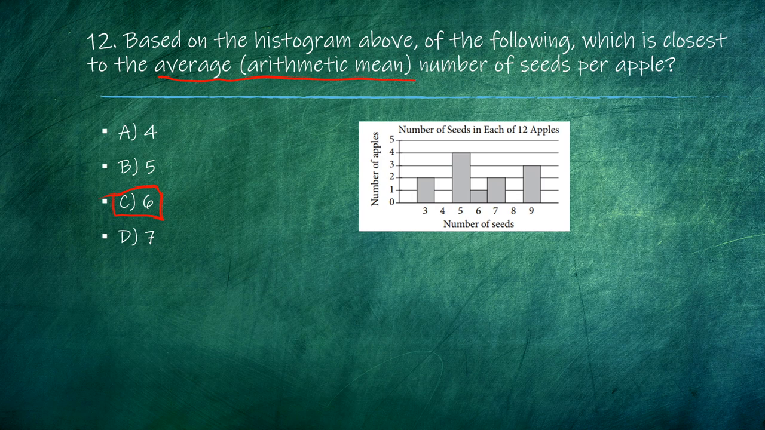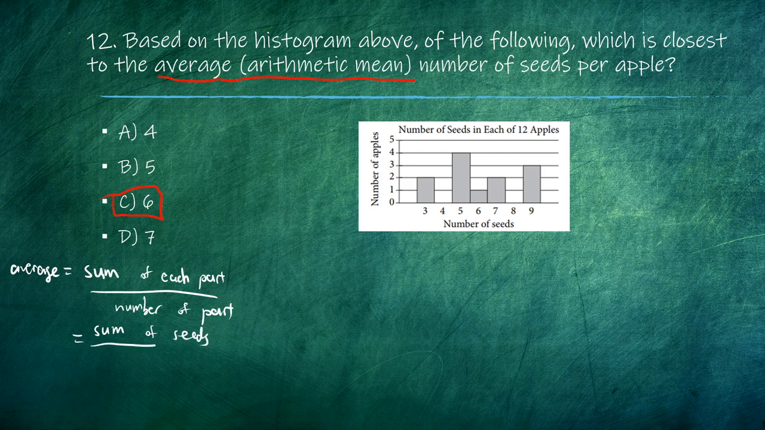As a reminder, the definition of average is the sum of each part divided by the number of parts. So in this case, it's asking us for the sum of the seeds and the number of apples, per apple. And we already know what the number of apples is, right?